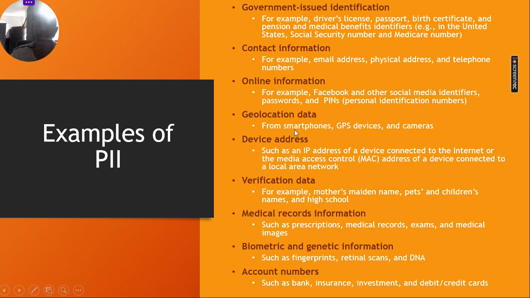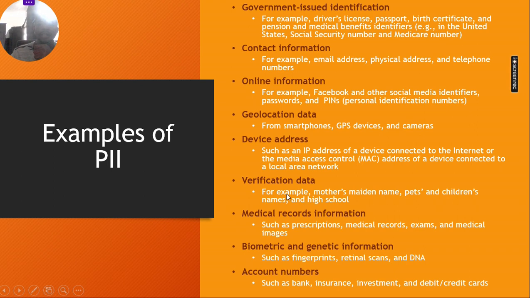Now your geolocation data, like your smartphones, your GPS devices, and your cameras. They can be used to trace and locate you. Then your device addresses, such as your IP addresses from your network, and your MAC addresses from your computers that are connected to your local area network. They can be used to trace you. They can be used to locate you. They are called device addresses. They form part of your personally identifiable information.